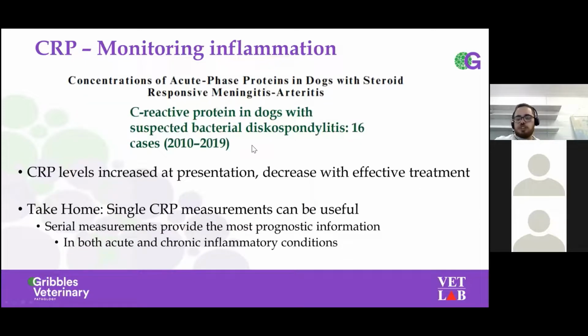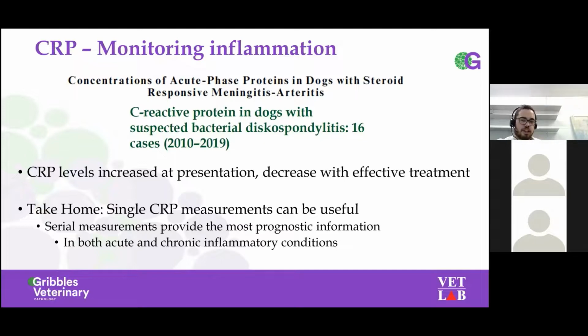Moving on, CRP has also been looked at in cases of more localized inflammatory conditions. One study looked at measuring C-reactive protein in dogs with discospondylitis. So this was a study involving 16 dogs. Of these 16 cases, 14 of them had a documented increase in C-reactive protein, whereas only 6 of those dogs had a leukocytosis. So again, that shows that CRP can be useful at documenting inflammation, or being a bit more of a sensitive marker of inflammation.